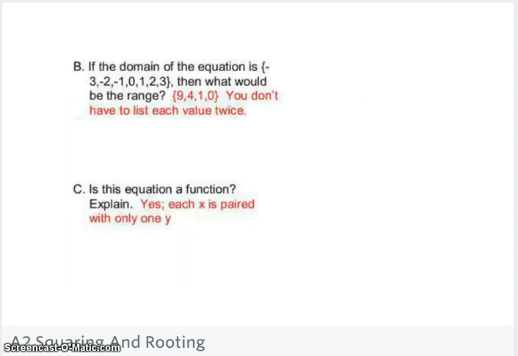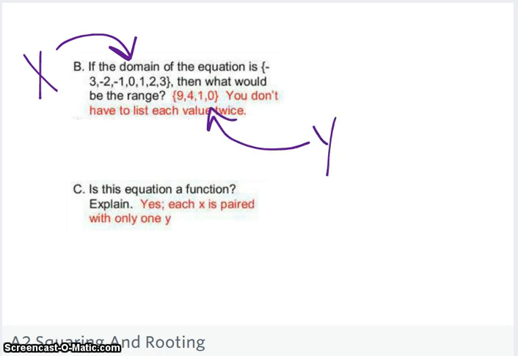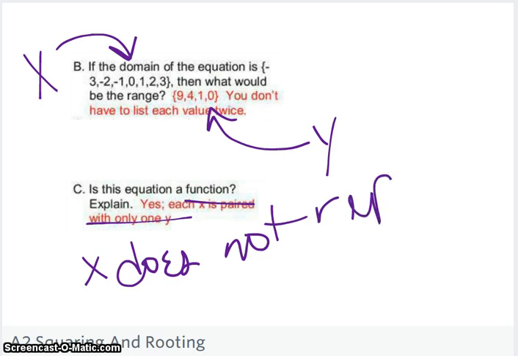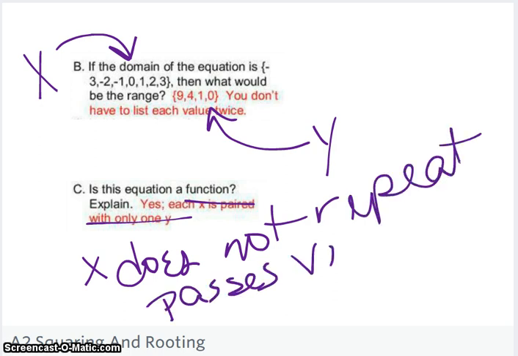So if the domain is negative 3, negative 2, negative 1, 0, 1, 2, 3, what would the range be? Domain, remember, was the x values, and so your range is going to be your y values. You do not list each one twice. It's okay if you did it from smallest to biggest. Is this equation a function? Yes, it is. You would actually, instead of their answer, which I don't really like, say x does not repeat, or it passes the vertical line test.